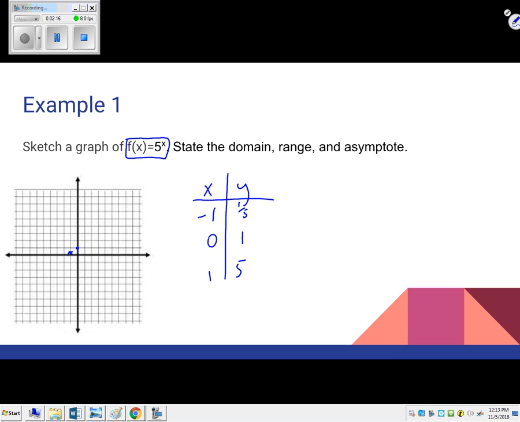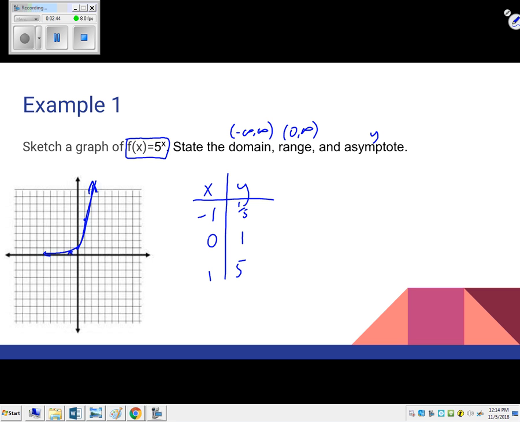1, 2, 3, 4, 5, right? Draw a smooth curve through these 3 points. I missed that last point. Oh well, you get the idea with it. Domain: this thing is touching everything to the left and to the right, so we'll say negative infinity to infinity. And then the range is sitting on the x-axis, so it would be 0 to infinity.